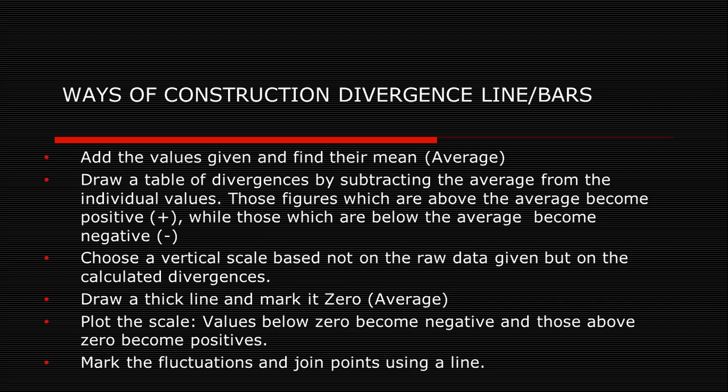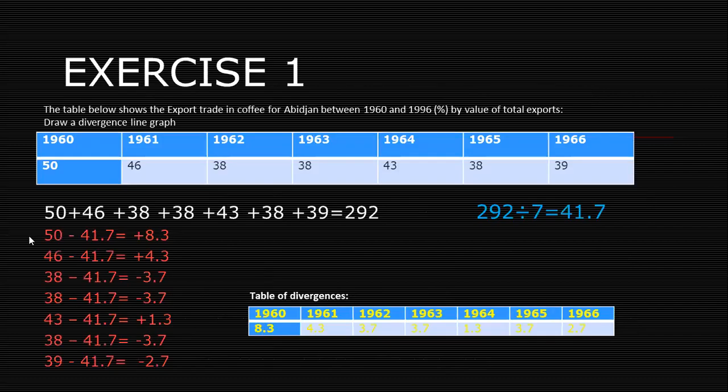So the ways of construction of a divergent bar graph or line graph, one of them is that you are supposed to add up the values that have been given and find the mean. The mean is like the average. So if you have been given, for example, this is the data. This is in exercise 1. They have given you 1960, we have 50. 1961, we have 46. 1962, we have 38. 1963, 38. 1964, 43. 1965, 38.